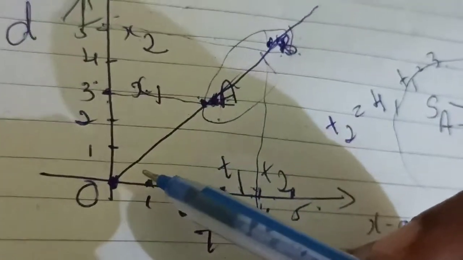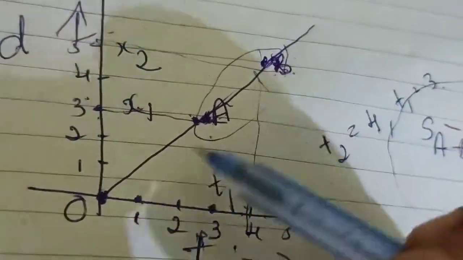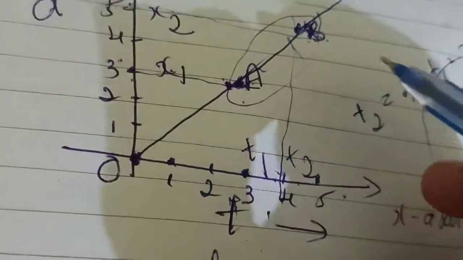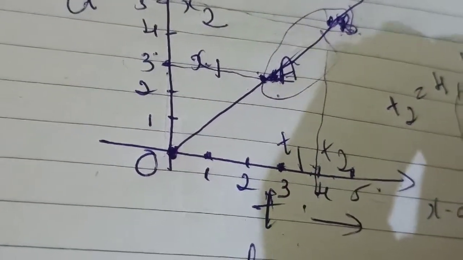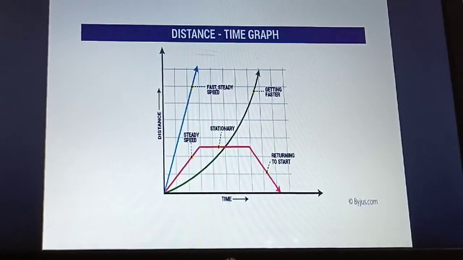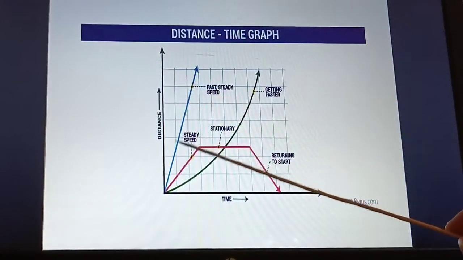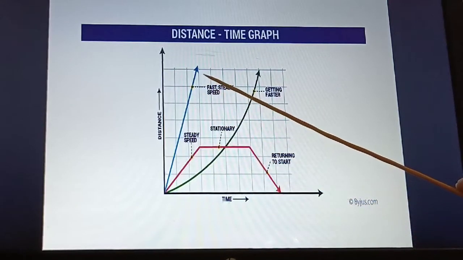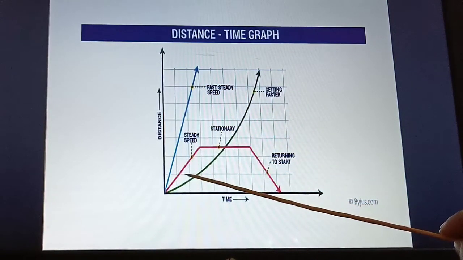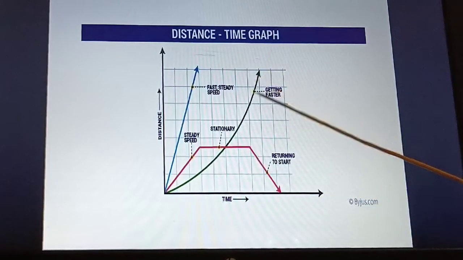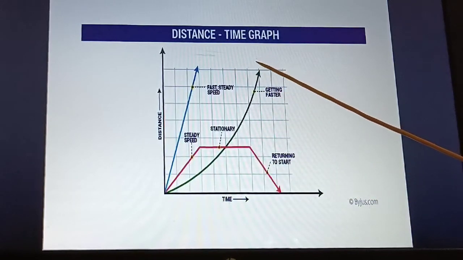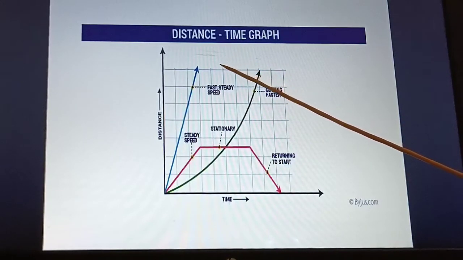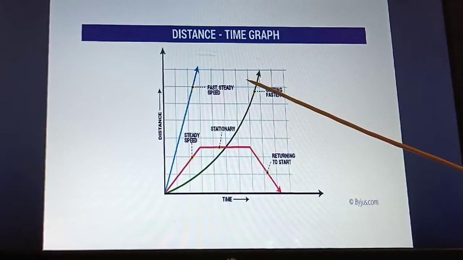Now if you see this graph, is it uniform or non-uniform? This graph is in uniform motion, isn't it? Now if you see this image, you can see here this blue line. That is an example for a uniform graph. Whereas if you see the green line, it is curved, isn't it? The line is a little bit curved. So that is nothing but non-uniform motion.